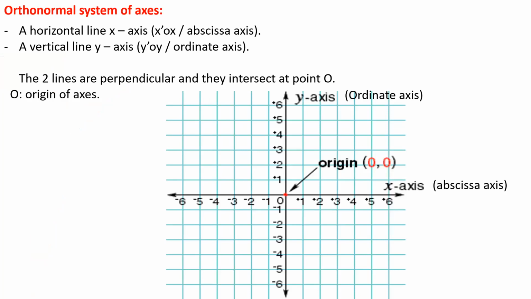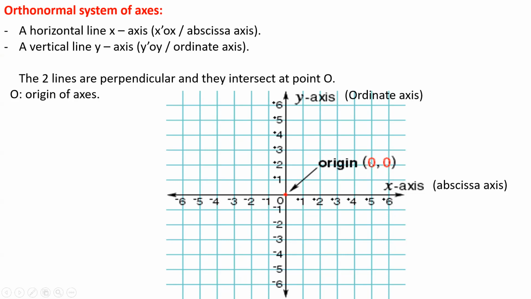What's an orthonormal system of axes? In an orthonormal system, as you can see here, we always draw a horizontal line. This is the horizontal line. It is called the x-axis or the abscissa axis, or we call it x prime Ox. Then we draw a vertical line, which we call the y-axis or the ordinate axis, or we call it y prime Oy. The two axes, x prime Ox and y prime Oy, intersect at the same point O. So point O, where they intersect, is called the origin of the axes. So O is the origin.